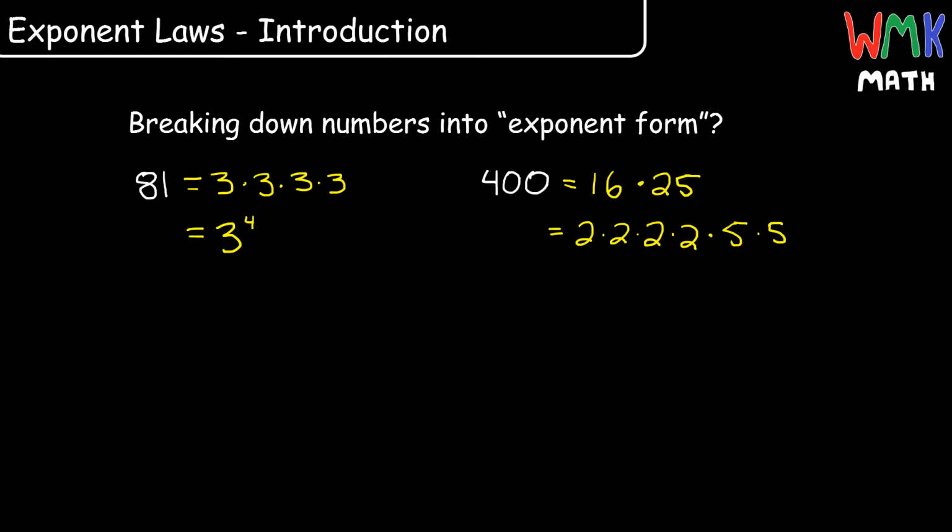Now, are there any numbers that are multiplied and that are the same? Yes, we see a bunch of 2's. In fact, we have 4 2's. So we can rewrite the 4 2's as 2 to the power 4. Now that is multiplied by 2 5's. And we can rewrite this as 5 to the power of 2. And that is our prime factorization in its cleanest form, and that's equal to 400.